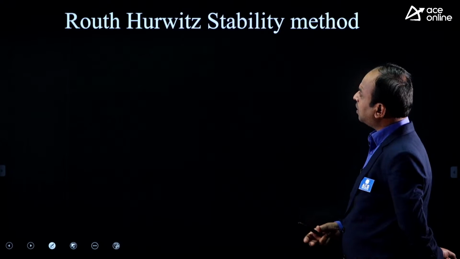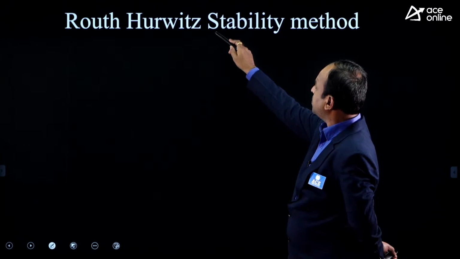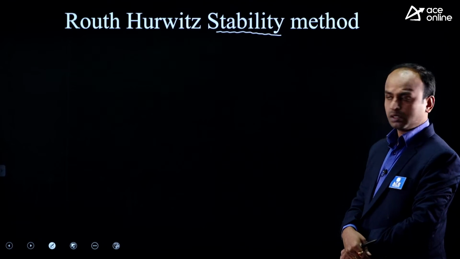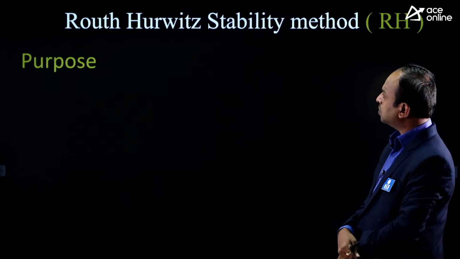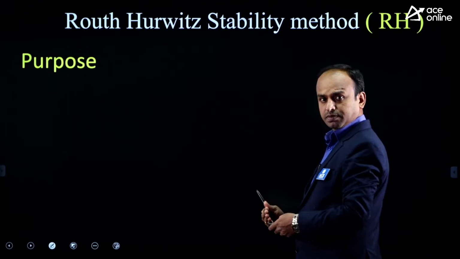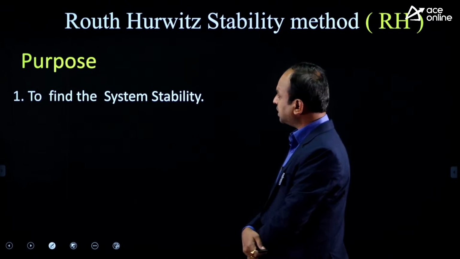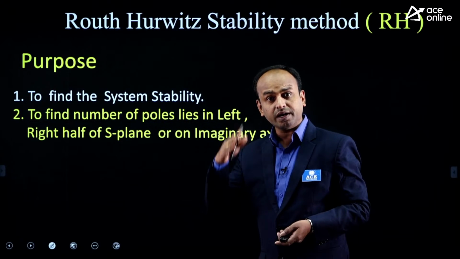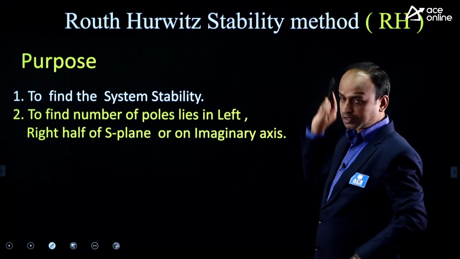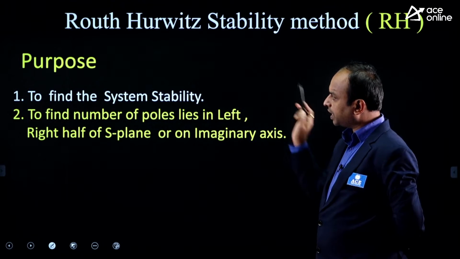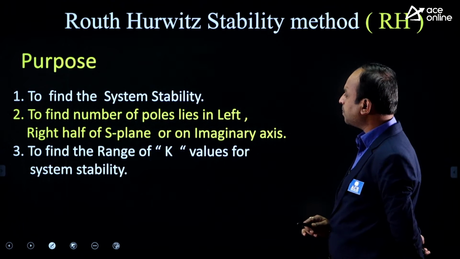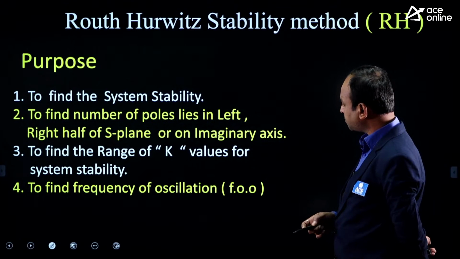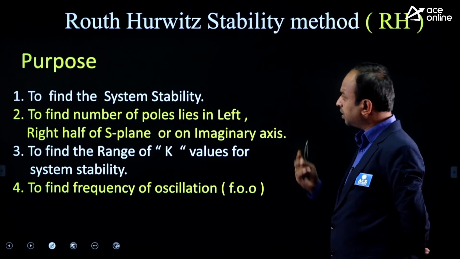Before entering the Routh-Hurwitz stability method, we were discussing the stability introduction till now. It is also used from the interview point of view. Next, the purpose. What is the purpose? To find the system stability, and to find the number of poles that lie in the left side, right side, or on the imaginary axis. These points are useful from the interview point of view also. To find the range of K values for system stability, that is the conditional stability. Then to find the frequency of oscillation for the marginal stability.